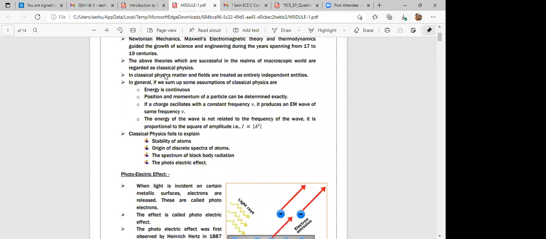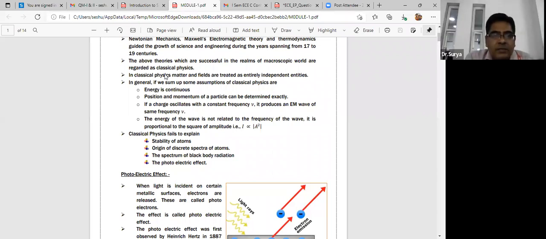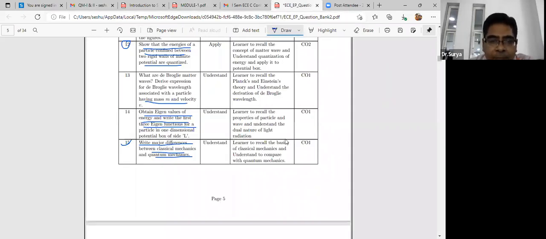First one is to understand the differences between classical theory and quantum theory. And next one is we have to understand the energy eigenfunction and energy values, right? So these are the two questions which are to be discussed, right? Am I right?